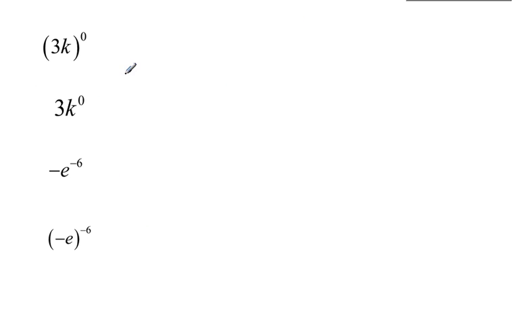All right, our last set of examples on here is to see the difference of having parentheses again. When I have 3k to the 0, the whole thing is taken to the 0 power, therefore it is 1. Over here, only k is to the 0 power, so I have 3 times 1, which is 3.